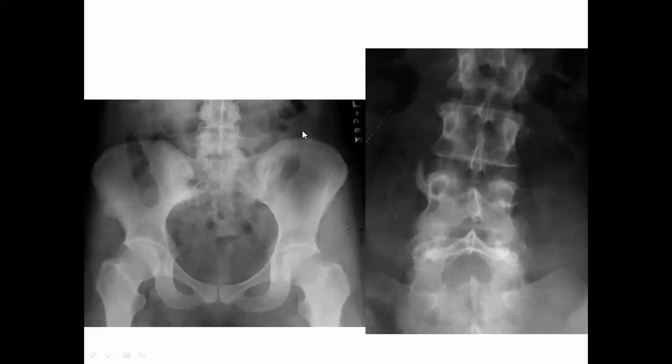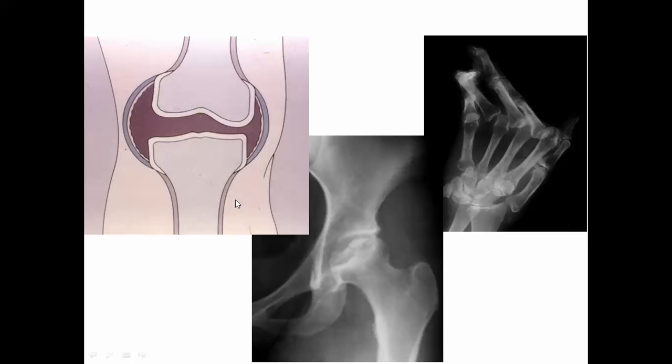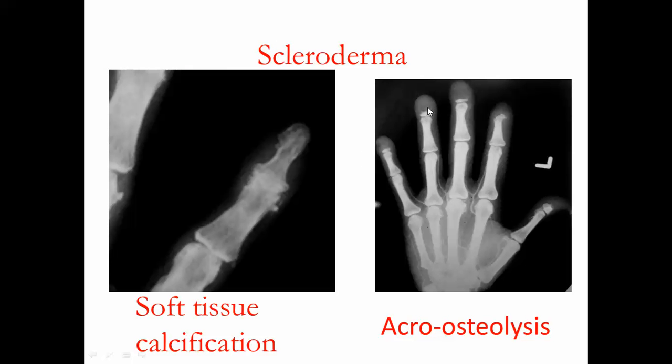In psoriasis, sometimes you can get unilateral sacroiliitis or spur formation. In scleroderma, you can get acroosteolysis or soft tissue calcification. Leprosy can produce acroosteolysis. Scleroderma can produce acroosteolysis, and we can get soft tissue calcifications in scleroderma.